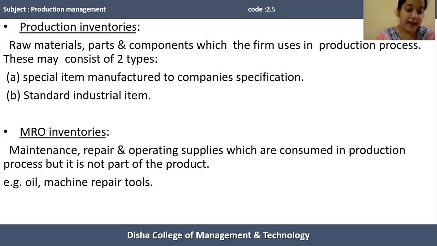Examples are oil, machinery repair tools like some instruments, grease, oil and lubricants, brass. These are the supportive items which help the production process and which help the manufacturer to continue the production process without interruption.